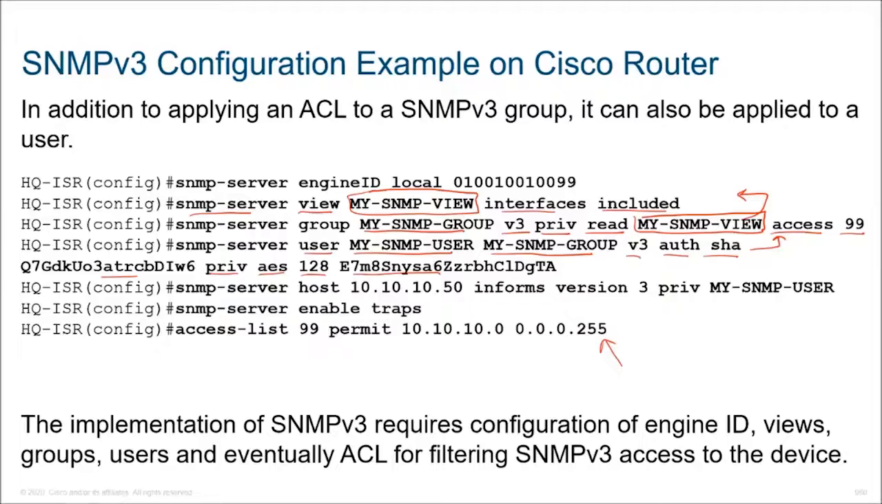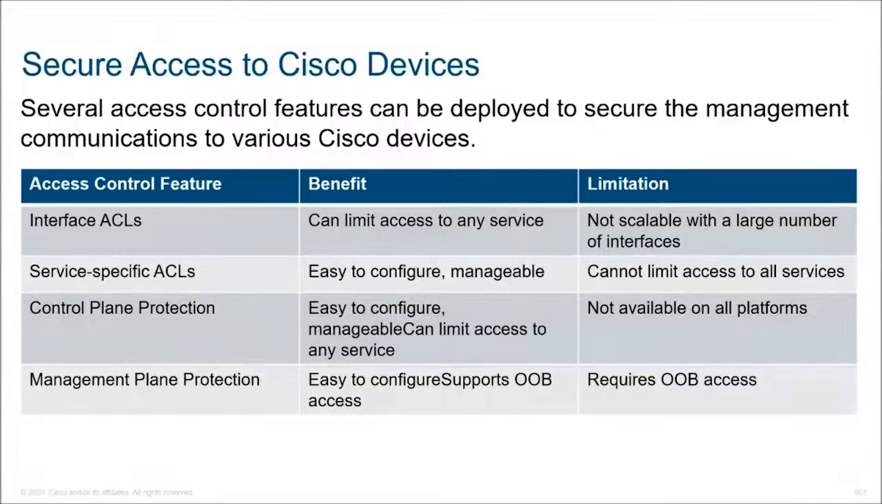Keep in mind that generally whatever we set up on each individual router, we also want to match on the network management station. So here our host is our network management station found at 10.10.10.50. We're going to be sending those informs using version 3, using the priv that we set up for my user in that previous step. So you can see how these steps build off of one another. It's important to double check the names of your views, your groups, your users, and any of the other parameters that you configure.